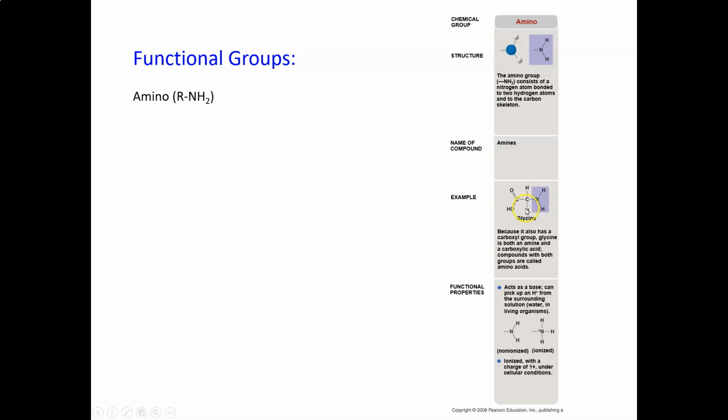Just like the carboxyl group, the amino group can be ionized, but in this case, if it's ionized, it picks up an extra hydrogen and becomes positive. So the nitrogen in this case acts as a base because it removes hydrogen from the solution. And any compound or molecule that removes H pluses from a solution is considered to be a base. So when it's ionized, it will have a charge of +1.